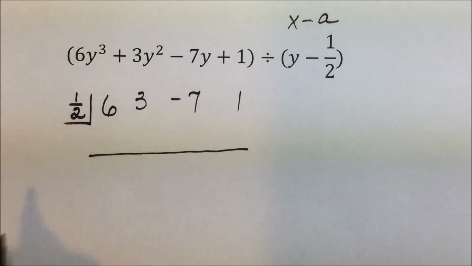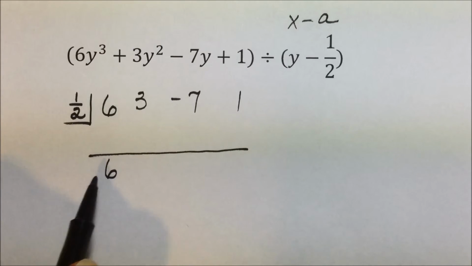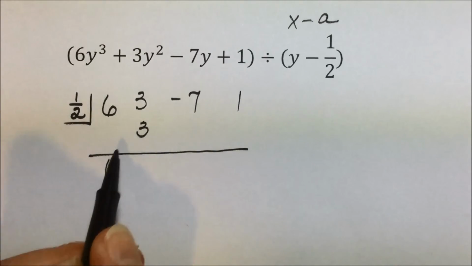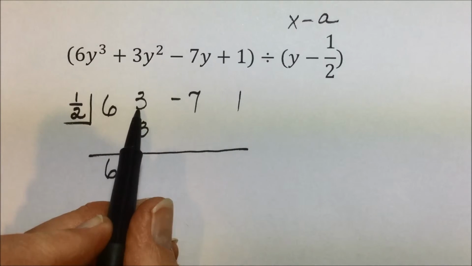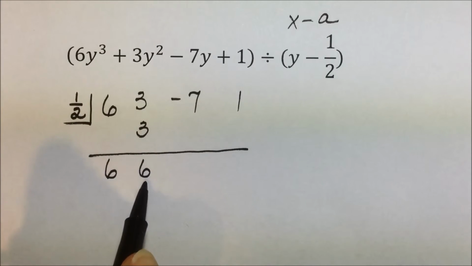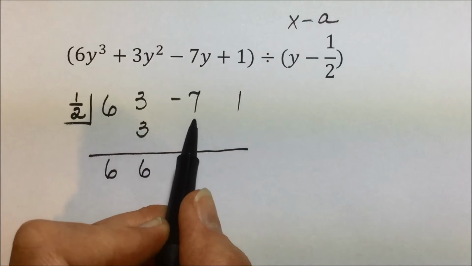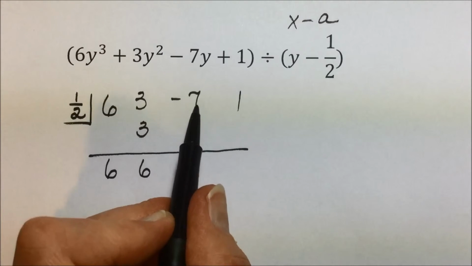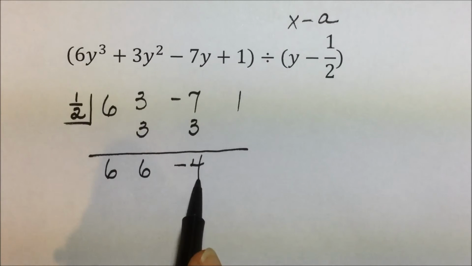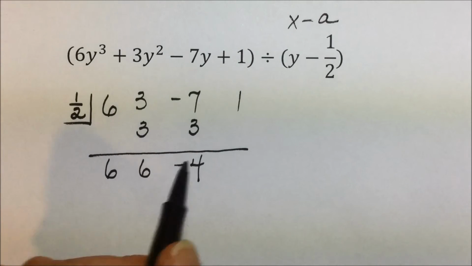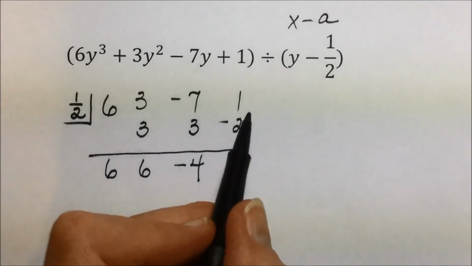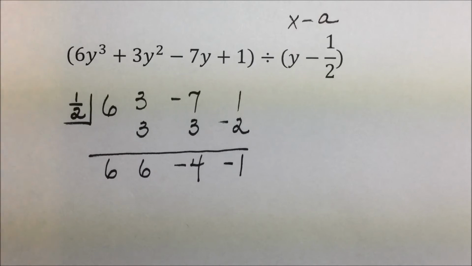The procedure then for synthetic division is to bring that leading coefficient down and begin multiplying. 1/2 times 6 is 3. We place that 3 underneath the second coefficient and add. We have a 6 again. 6 times 1/2, or half of 6, is 3. Place it underneath the next coefficient. Add those two values. -7 plus 3 is -4. 1/2 times a -4 is a -2. And when we add these together, we end up with a -1.